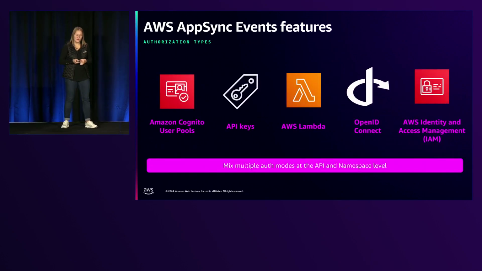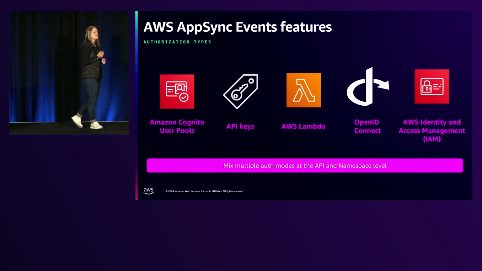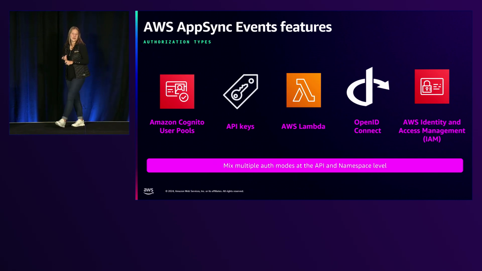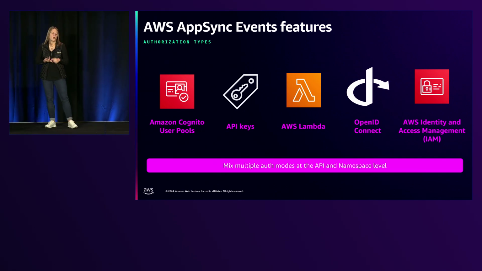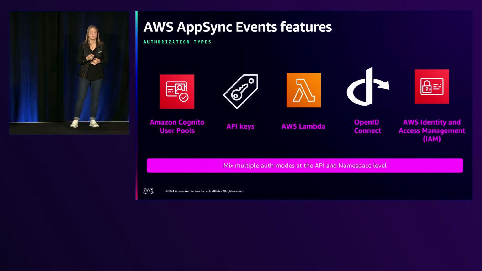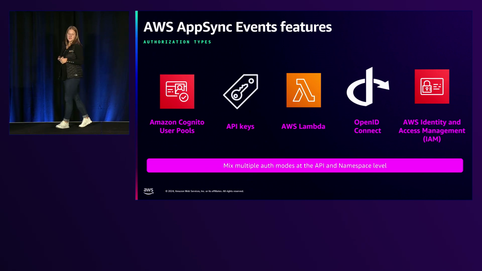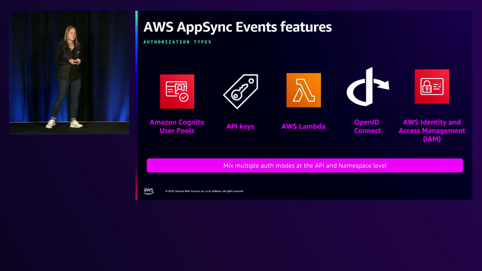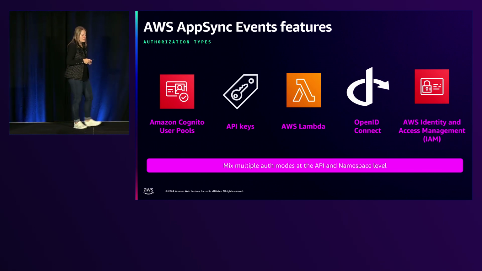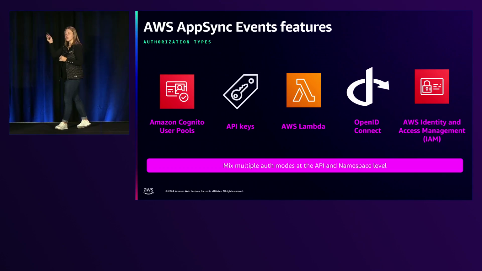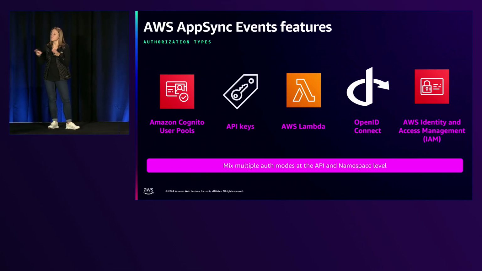I mentioned 2 so far, but AppSync Event APIs supports the same authorization modes that AWS AppSync GraphQL supports. So that's Amazon Cognito user pools, OpenID Connect, AWS Lambda for any type of custom authorization that you might have that's not supported out of the box, API keys, and AWS Identity and Access Management for role-based authentication. And just like AppSync GraphQL, you can combine and mix and match these modes and have multiple at either the API default level or at the namespace publish and subscriber override level.